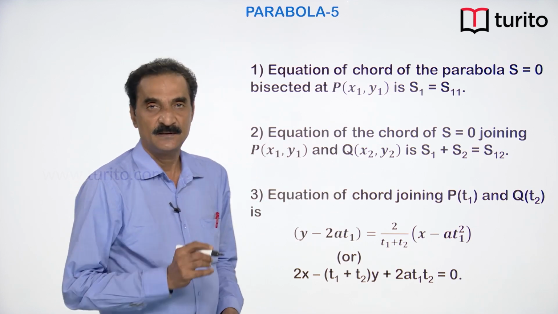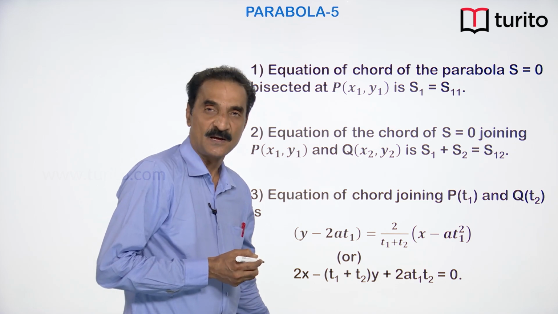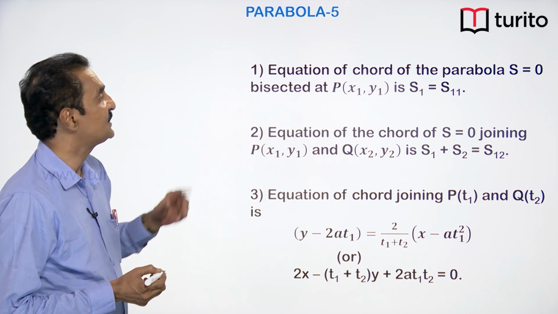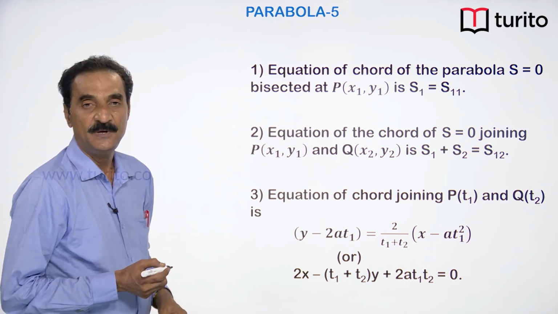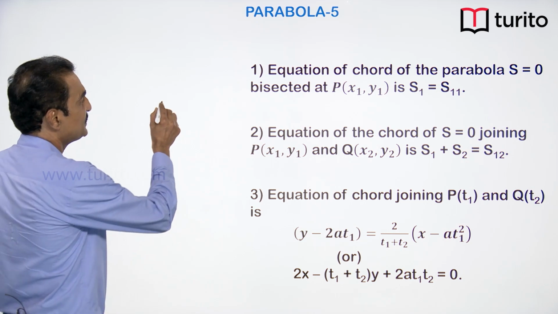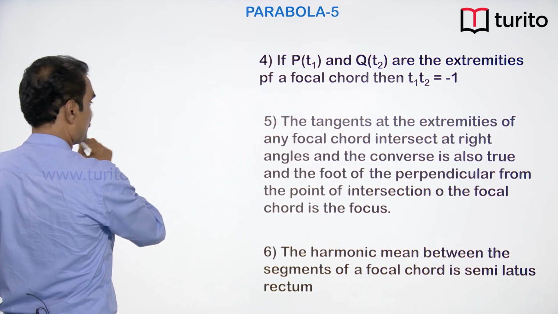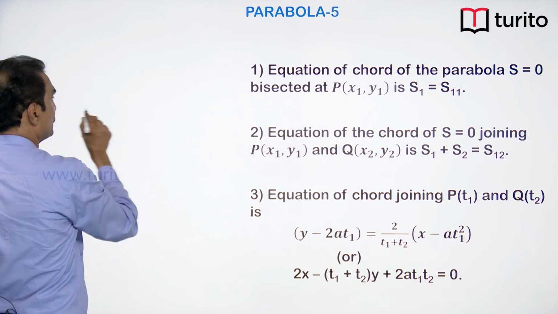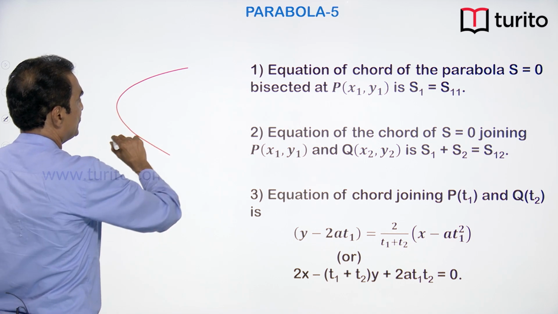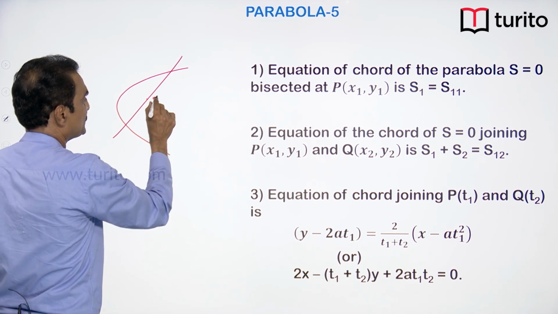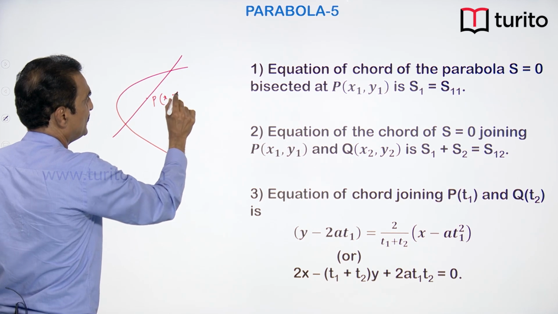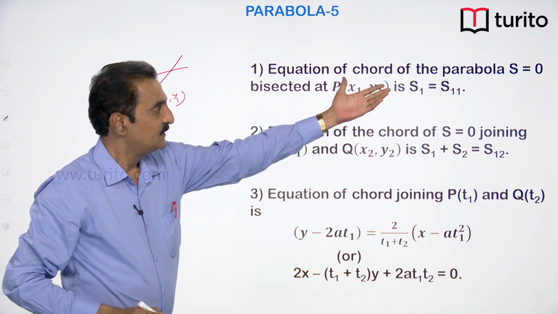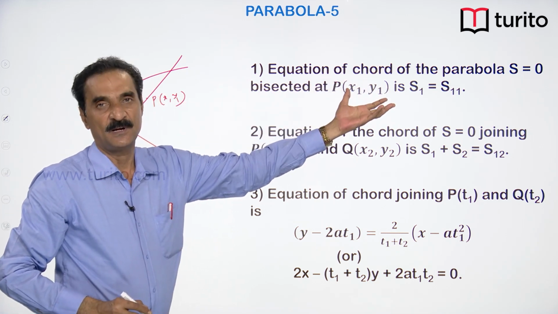First, let us revise a few points discussed in the last class. Equation of the chord of the parabola S = 0, which is bisected at P(x1, y1), is S1 = S11. If the parabola is like this, and P(x1, y1) is the midpoint of the chord, the equation of the chord is given by S1 = S11. This is not only for the standard parabola, but for any parabola.